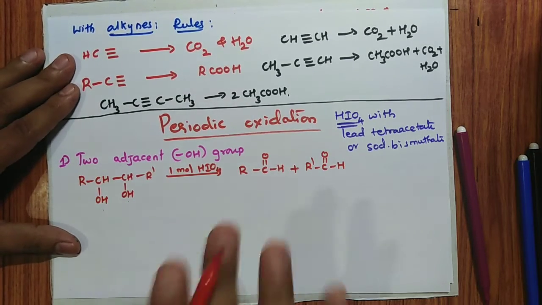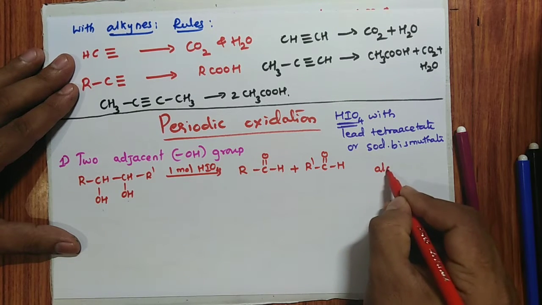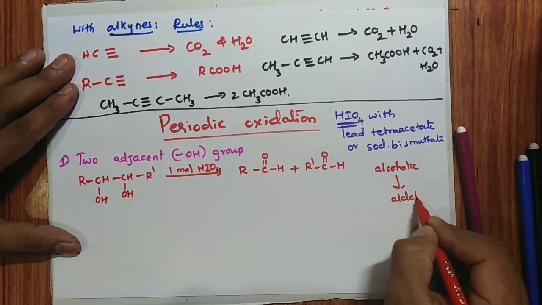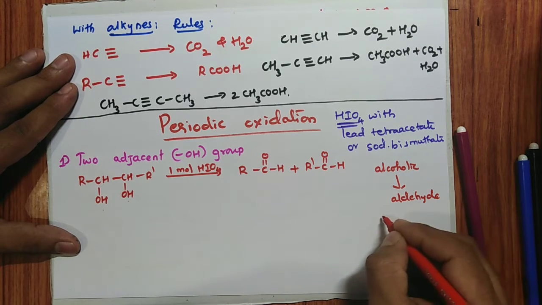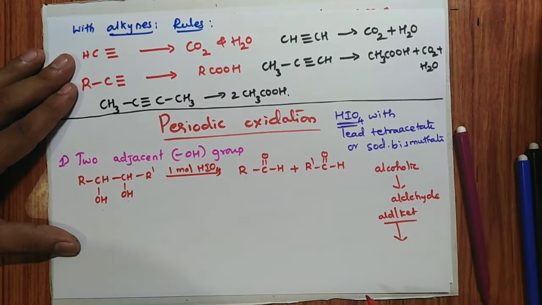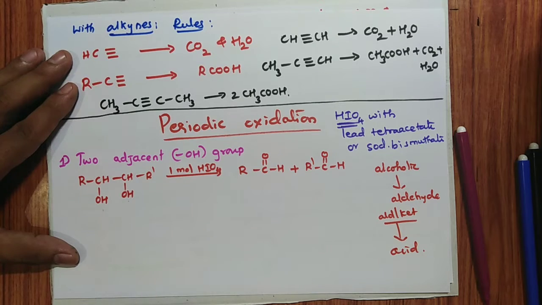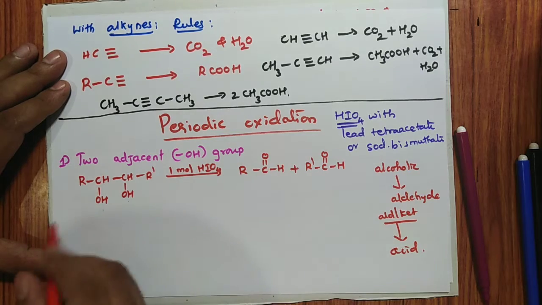Very important. One more point I will tell you. Wherever an alcoholic group is there, it is converted into aldehyde. If it is already an aldehydic or ketonic group, that will get converted into acid. Remember this. Alcohol gets converted into aldehyde. Aldehyde or ketone already in the given reagent is converted into acid. So this is about this example, 2 adjacent OH groups.